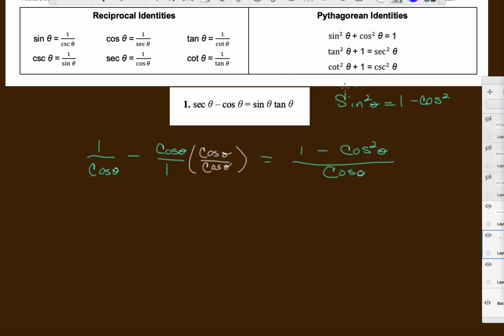So what can I do? I can substitute sine squared theta for this 1 minus cosine squared theta. So I put in sine squared theta over cosine theta. Well, if I look, I'm almost there, right? And what is tangent? It's one of those original guys. I always say it, tan theta is equal to sine over cosine.